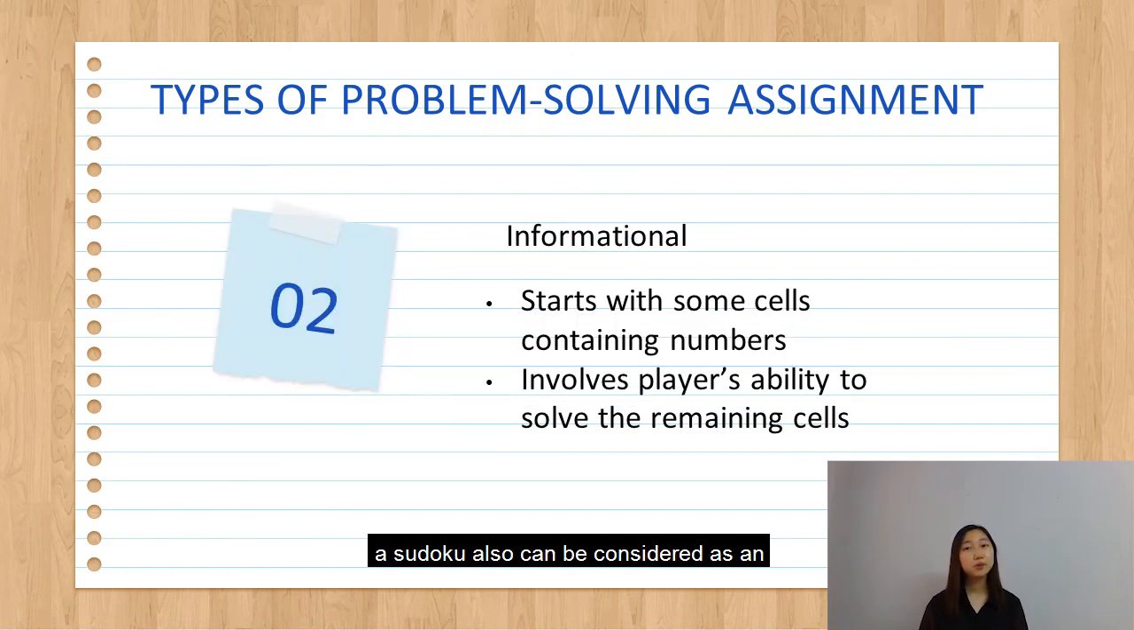A Sudoku also can be considered as an informational problem-solving assignment because it starts with some cells containing numbers. The numbers are also known as clues. This involves players' ability to solve the remaining cells using the given number as their information.